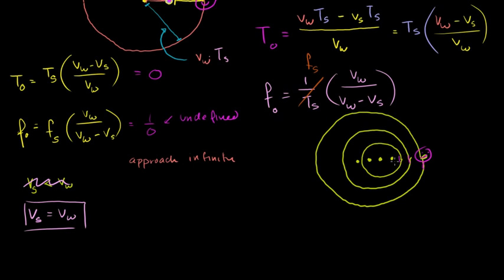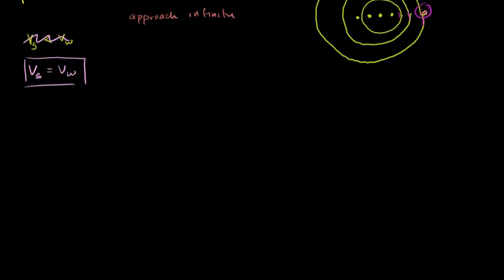So let's think about what happens when he is exactly moving at the speed of the wave. Let's say that the source is here now. This is right where he is, and he's right about to release a new crest. So where was he at one period ago? Let's say he was here one period ago.